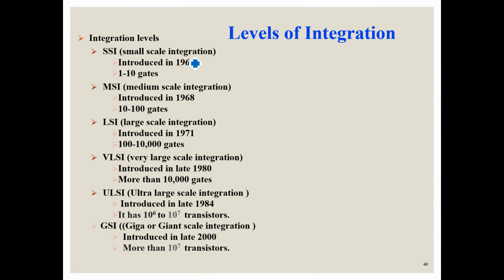Level of integration: small scale integration was introduced in 1964, where only 1 to 10 gates were used to develop that small scale integrated IC. Medium scale integration was introduced in 1968, where 10 to 100 gates were used to design or fabricate that integrated circuit. Next comes large scale integration, introduced in 1971, where 100 to 10,000 gates were used. After large scale integration comes very large scale integration, usually called VLSI, introduced in 1980, where more than 10,000 gates have been used.